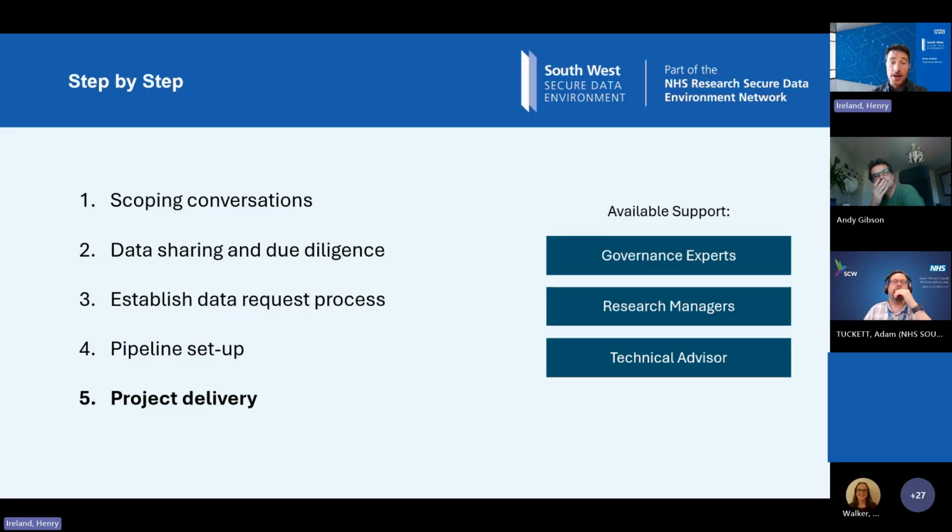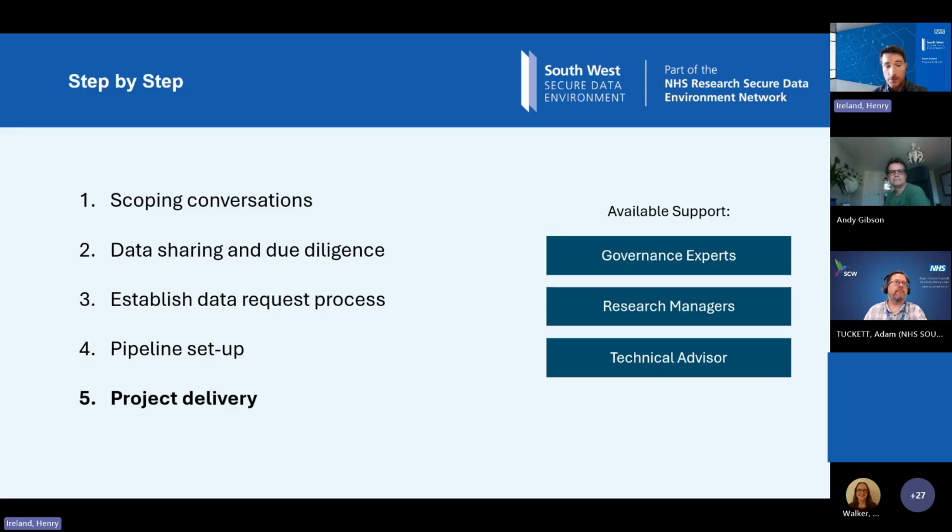We then establish an access request process. The way we work is that we don't have a feed from your data, so we don't continuously take your data if you've signed up to the SDE. What we do is review the projects that are coming through our front door. If a project requires your data, we need to have a process in place for requesting it. That can be manual, that can be automated, but we need to develop that so it's something that you're comfortable with, and ultimately means that you retain control of that data. And then we set that technical pipeline up.